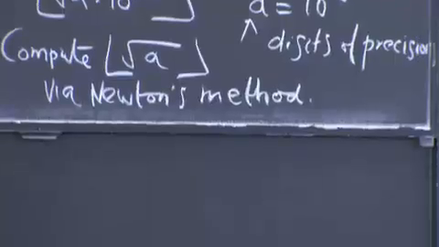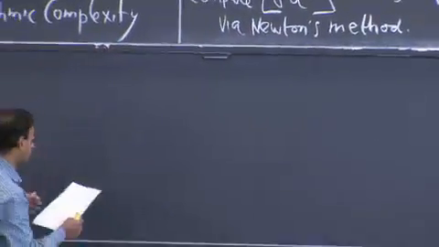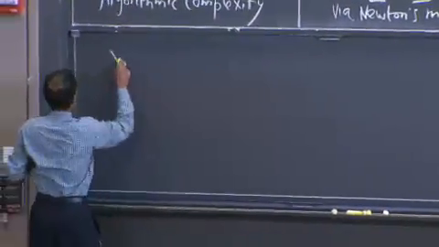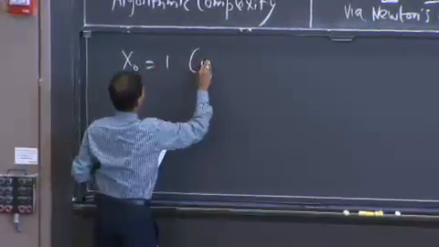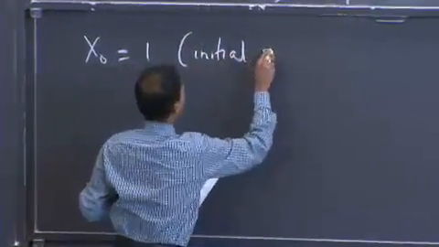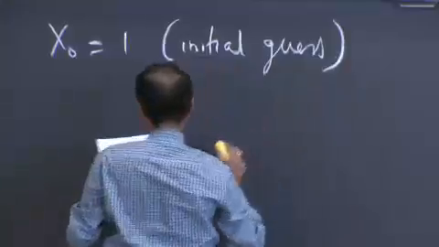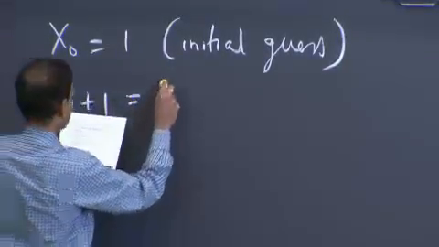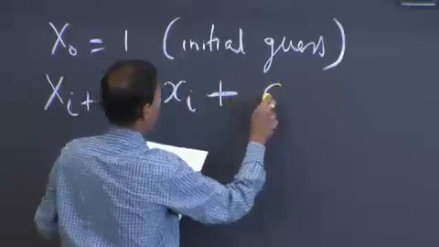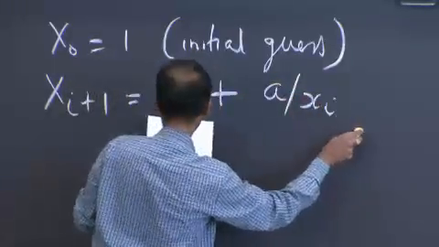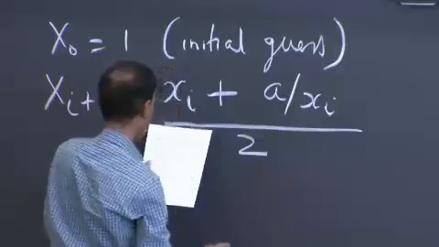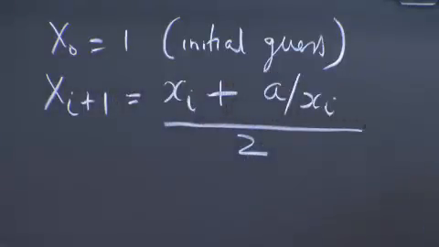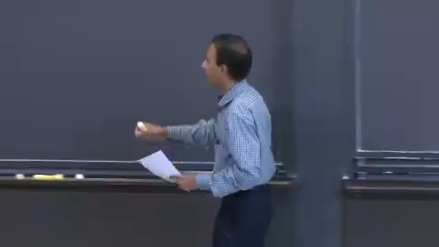The way Newton's method works is you go through an iteration. You start with x0 being 1, which is your initial guess, and compute x(i+1) equals (xi plus a divided by xi) over 2. As you can see, this requires division because we're computing a divided by xi. That's the outer Newton iteration.